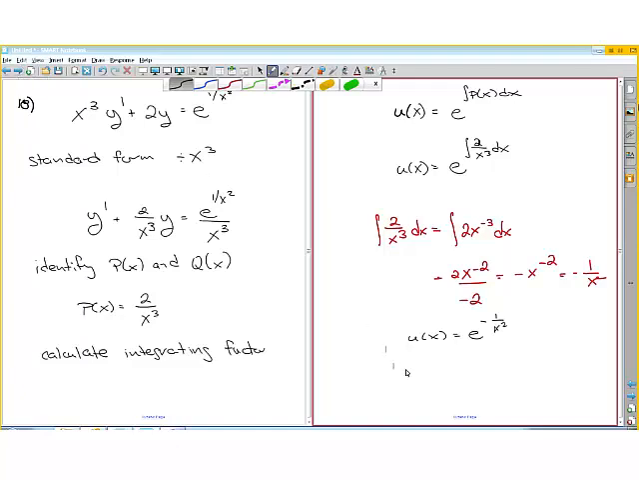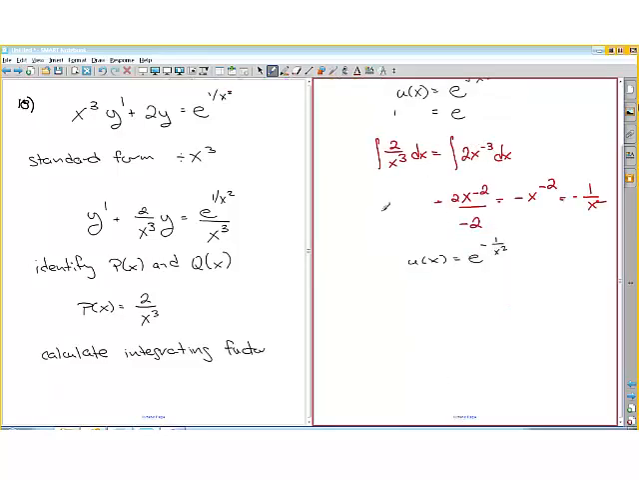Okay, let us go ahead and I'm going to keep on this page just because I want to be able to see everything. So now we're going to multiply the differential equation by u of x. So we have e to the minus 1 over x squared times the differential equation.